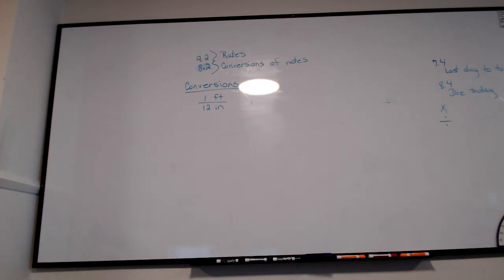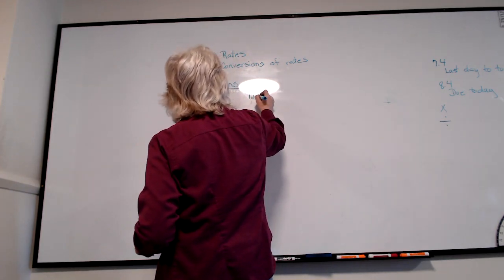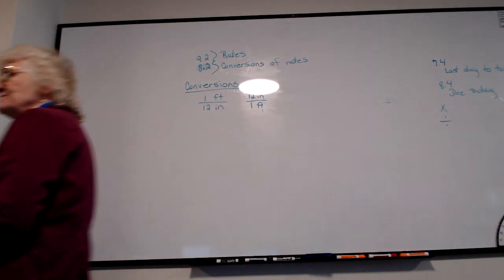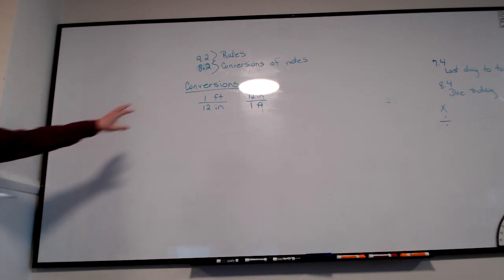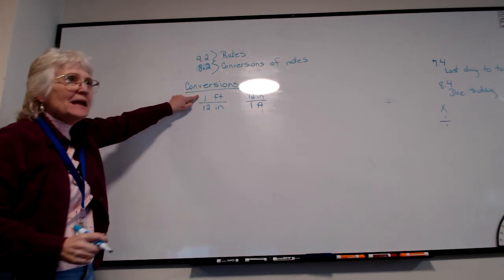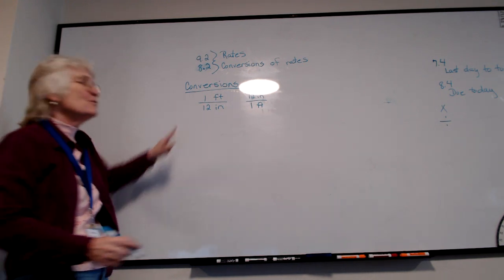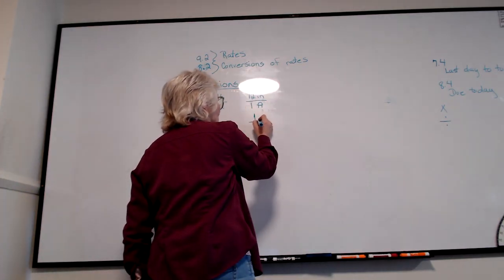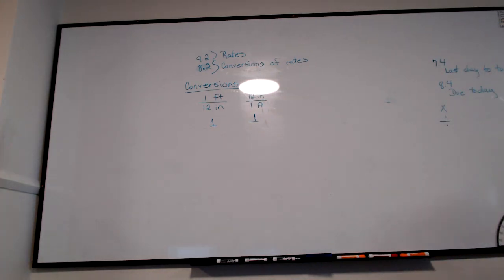That's really a form of 1. Could I make the rate this way? 12 inches is the same as 1 foot. Is that a true statement also? 12 inches is the same as 1 foot. These are rates. These are the same. So in theory, this is 1 foot divided by 1 foot, which is 1. Does everybody agree with that? This is really 1. So when I'm using conversion rates, we're actually multiplying by 1. We don't change anything.